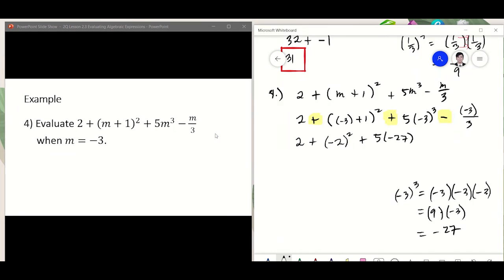Then we have the fourth term. Negative 3 divided by 3. They have different signs, so negative. 3 divided by 3 is just 1.